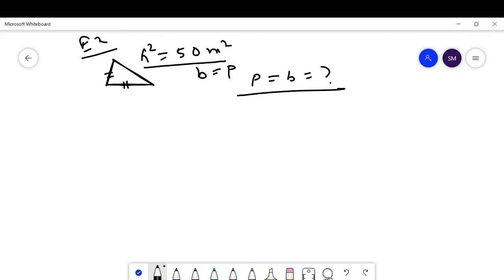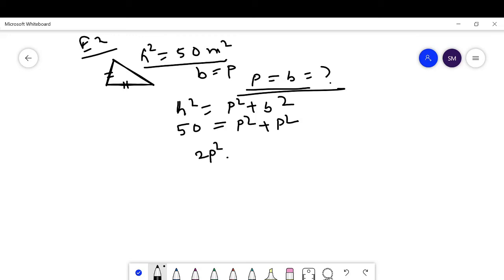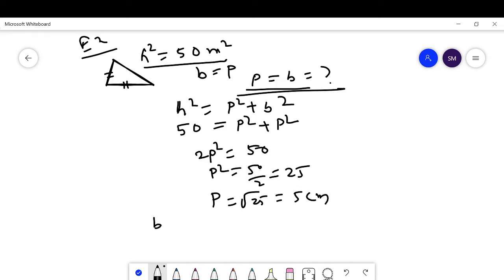Okay, here h square is 50 meter square. As Pythagoras theorem says, h square is equal to P square plus B square. Here h square 50 is equal to P square plus P square. As P equal to B, in place of B we can write P, means 2P square is equal to 50. P square is equal to 50 by 2, 25. Then P is square root of 25, which is equal to 5 centimeter. Here B equal to P is equal to 5 centimeter.